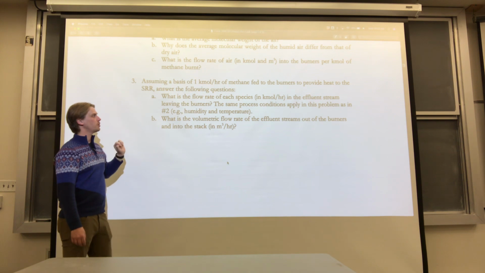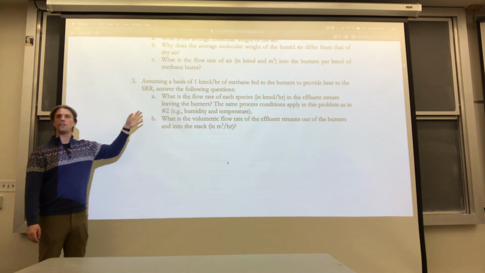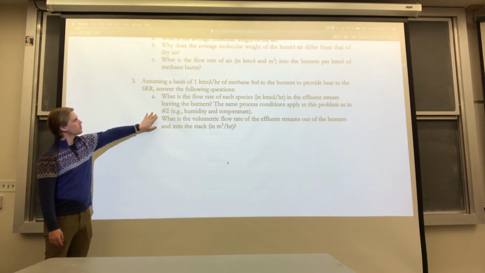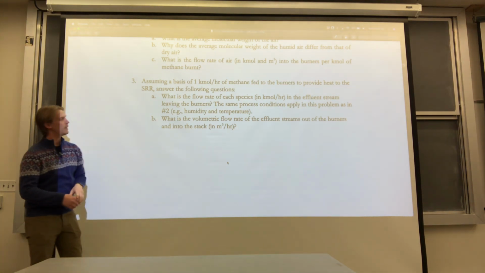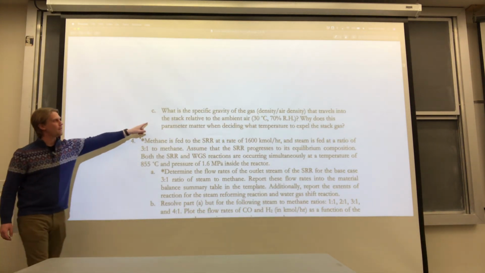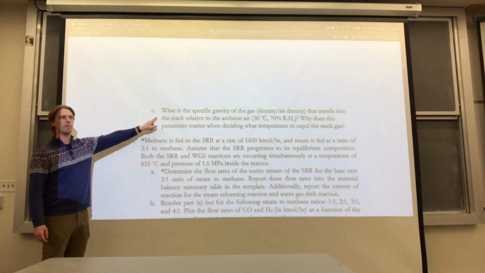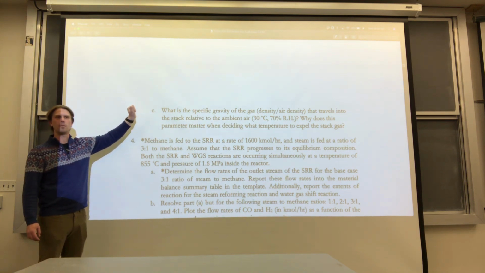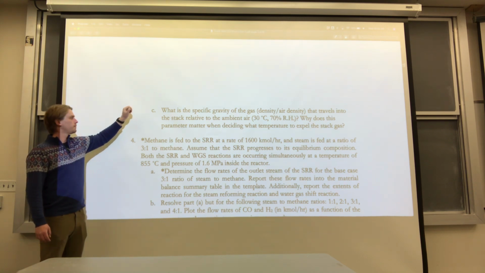And then based on the process specifications, and this would be the 150 degrees C outlet, right? What is the volumetric flow rate going out? And there's a part C, I think. What is the specific gravity of that flue gas stream? And why does it need to be greater than or less than that of the surrounding air, right? So thinking about those problems, okay?